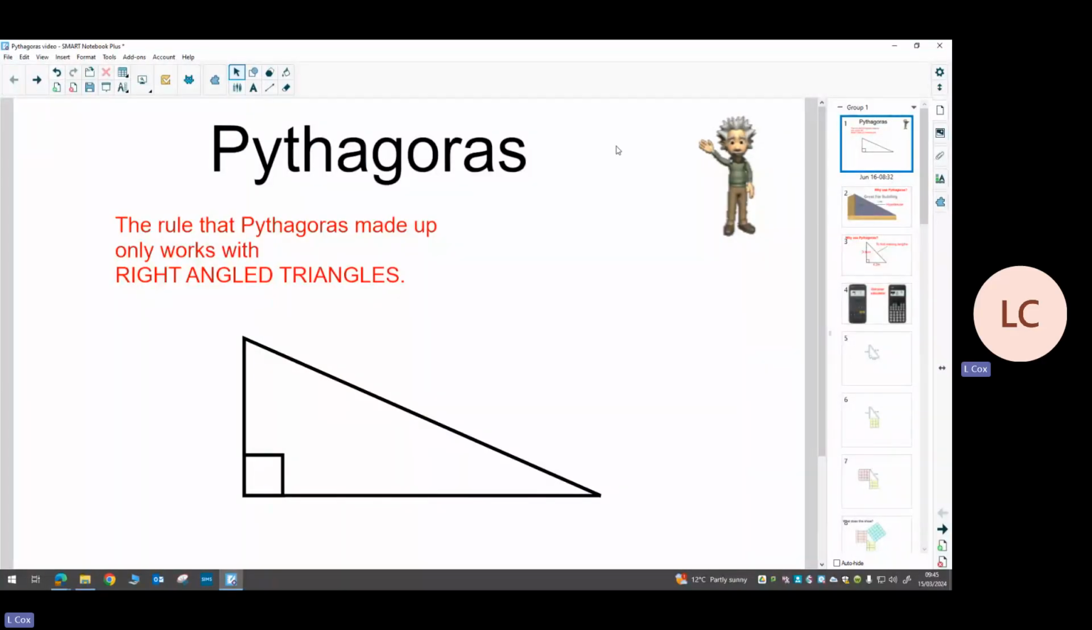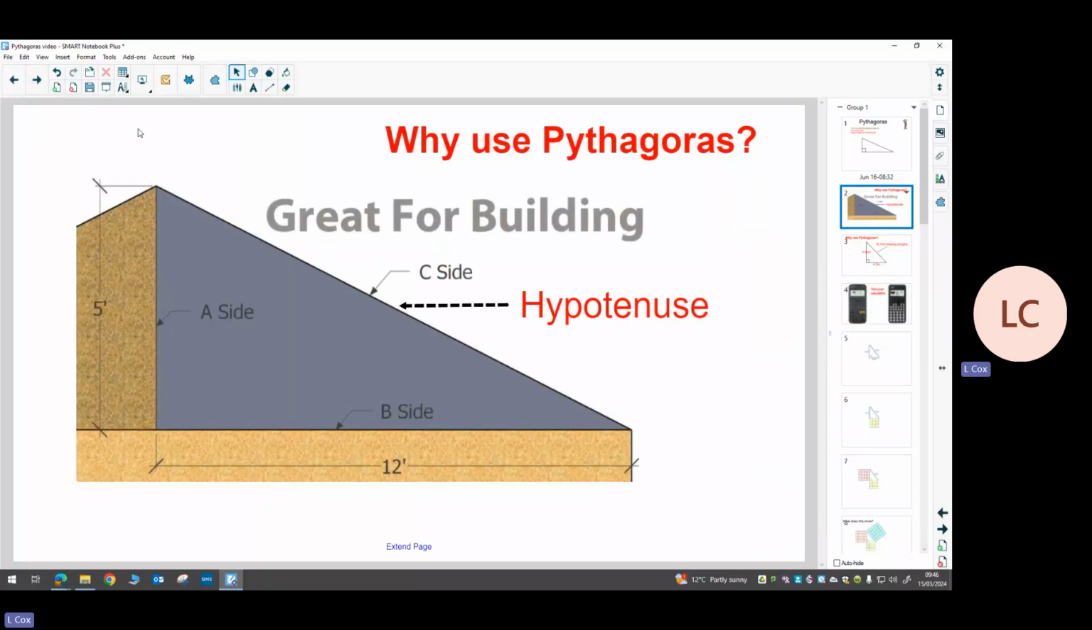Hello, so we are going to look at Pythagoras. Here's how to do Pythagoras' theorem and a few of the things associated with it. So Pythagoras is a rule that only works with right-angled triangles. So why on earth would we need this? So here's my sort of example.